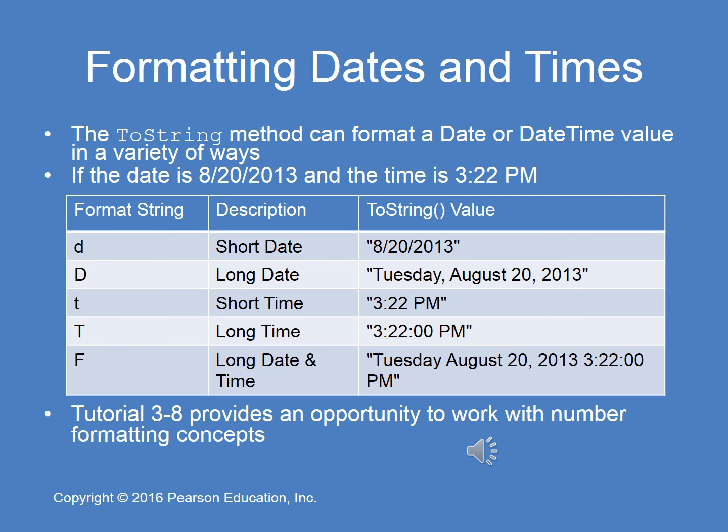This slide, which is the last slide in this lecture, details how we format dates and times using the toString method, and what format string gets passed to the toString method. Lowercase d is a short date, and there's an example. Uppercase D is a long date. Lowercase t is a short time. Capital T is a long time. And F is the long date and time.